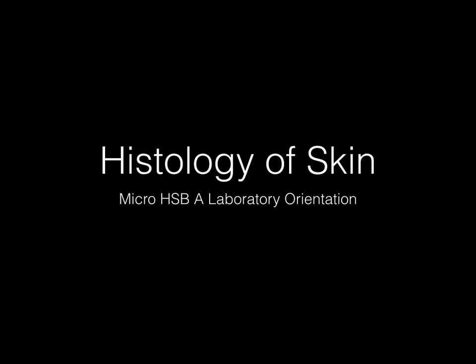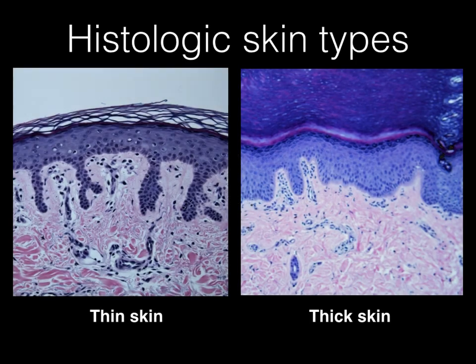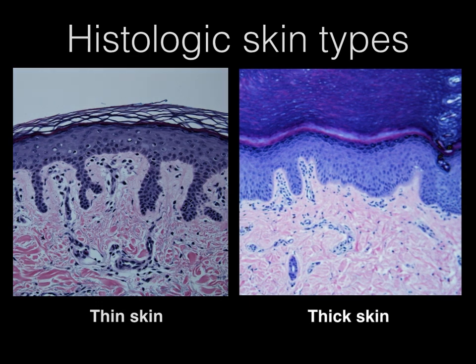Welcome to the lab orientation on the histology of the skin. Histologically, there are two skin types, thin skin and thick skin. Let's discuss the thick skin first.